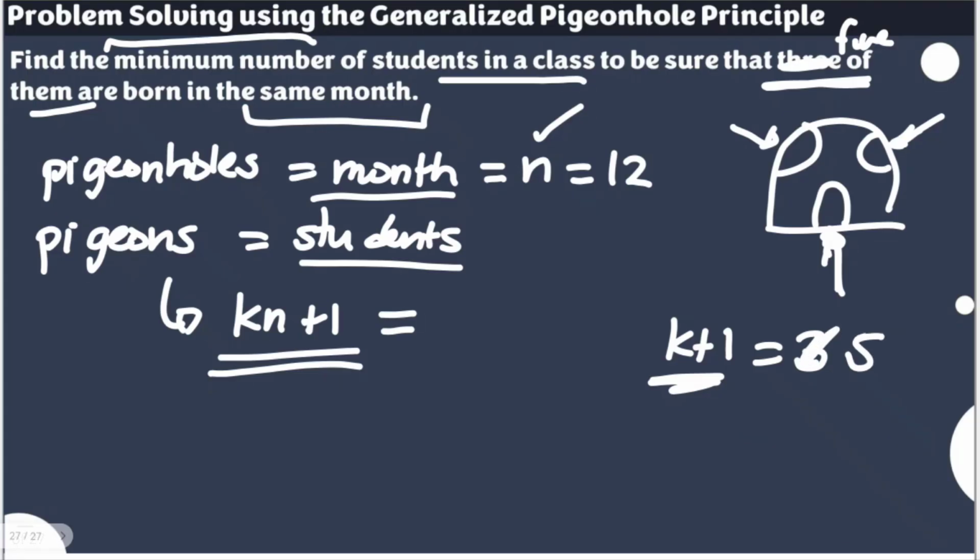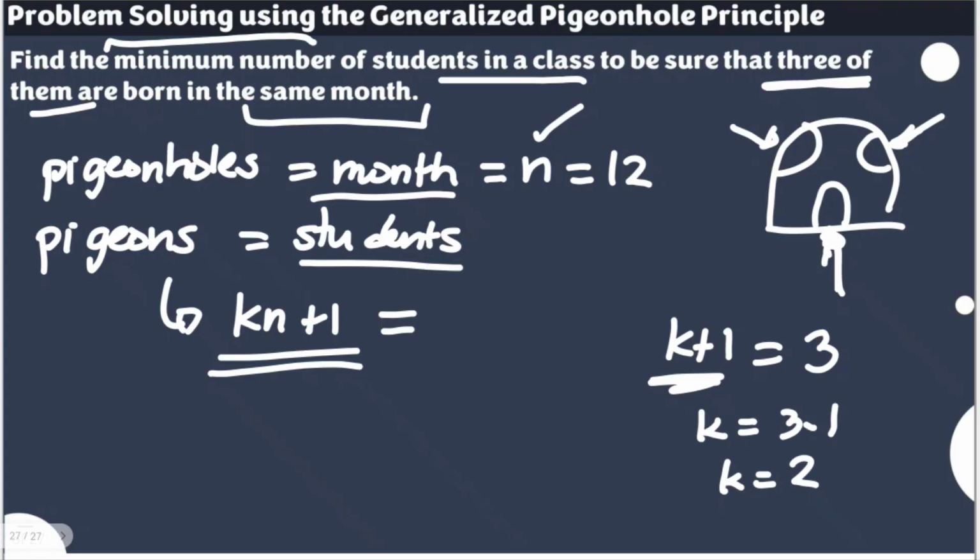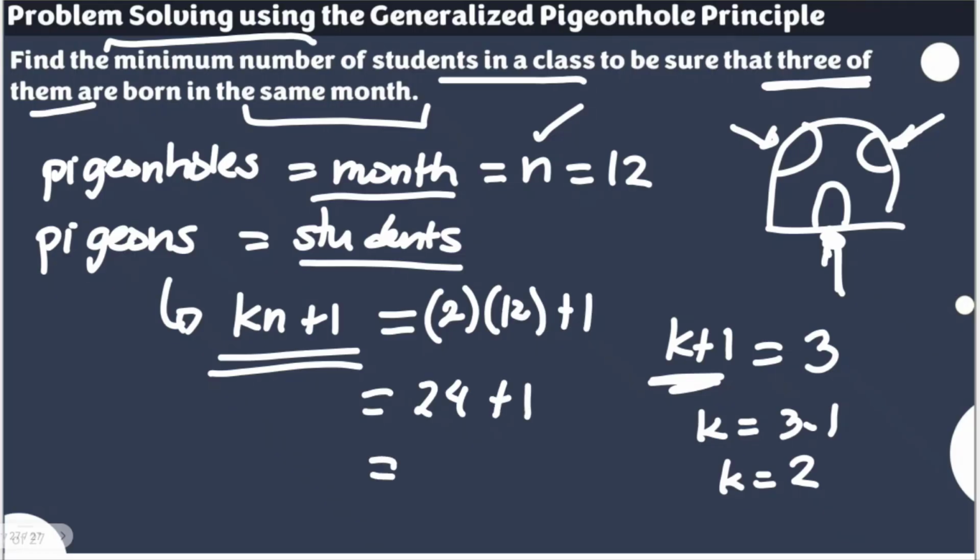What if the question is 10 of the students sharing the same month? This is also 10. So that is our target, k plus 1, which here is 3. To solve for k, that's 3 minus 1, so k is 2. By substitution, k is 2, n is 12, plus 1. You'll have 24 plus 1, that's 25. You need a minimum of 25 students in your class so that 3 of them are born in the same month.